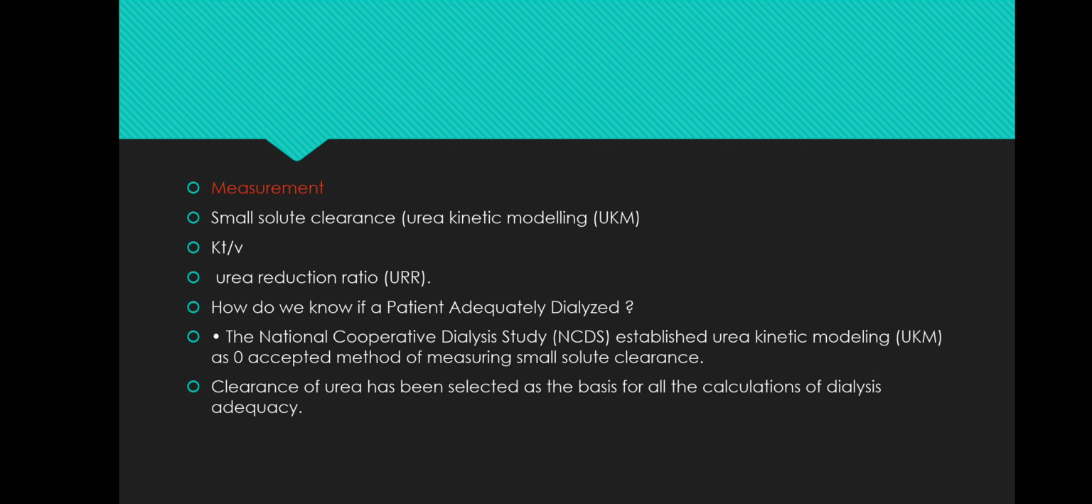Next, the measurement of hemodialysis adequacy. It includes small solute clearance and urea kinetic modeling, Kt/V, and the urea reduction rate, URR. How do we know if the patient is adequately dialysed? The National Cooperative Dialysis Study (NCDS) established urea kinetic modeling as an accepted method of measuring small solute clearance. Clearance of urea has been selected as the basis for all calculations of dialysis adequacy.